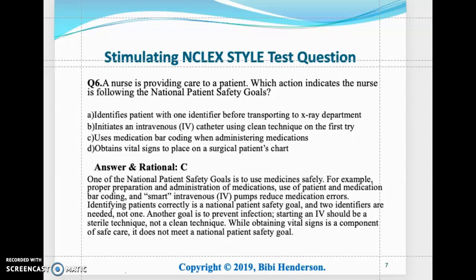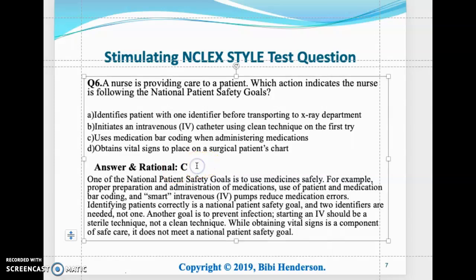So this question states a nurse is providing care to a patient. Which action indicates the nurse is following the national patient safety goals? So the correct answer here is C. Use of medication barcoding when administering medication. So one of the national patient safety goals is to use medicines safely. For example, proper preparation and administration of medication, use of patient and medication barcoding, and smart intravenous pumps can significantly reduce medication errors.